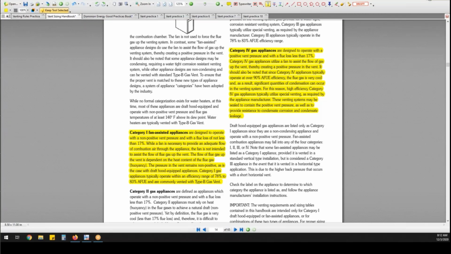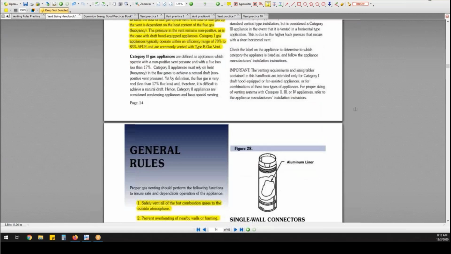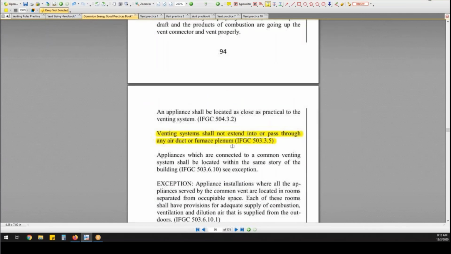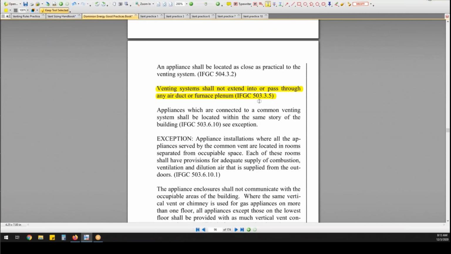Okay. Alan, number six. What'd you get on that one? Number six. Page 15 of the Sizing Handbook. Okay. So in the Sizing Handbook, page 15, proper gas venting should perform the following functions. Let's see, as long as I got you on there, let's go ahead. Number seven, what'd you come up with on that one? Venting systems shall not pass through any air duct or furnace plenum, page 95. You can also find that in the IFGC 503.35.